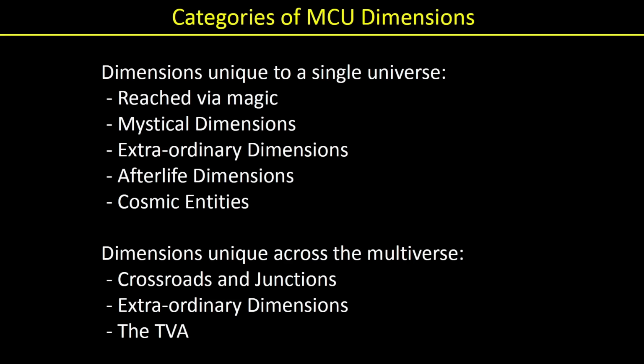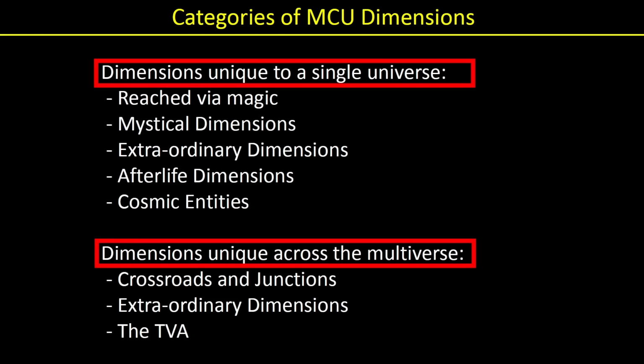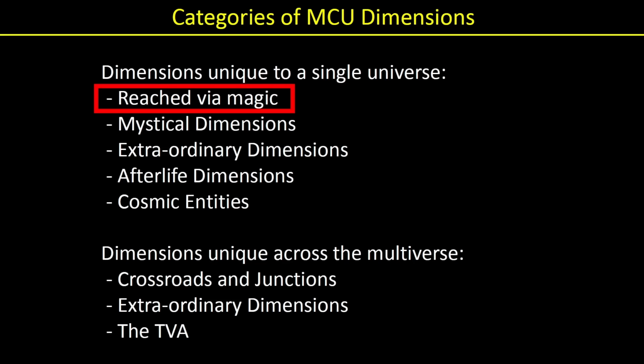Alright, so since we're talking about 36 different dimensions, it's nice to group them together into categories. In particular, we're going to focus on dimensions that are unique to a single universe, meaning it's a one-to-one relationship, and then the dimensions that are unique across the entire multiverse, meaning there's only one of them for the entire multiverse. So we're going to start by discussing the ones that are unique to a single universe, in particular, those that can be reached via magic.